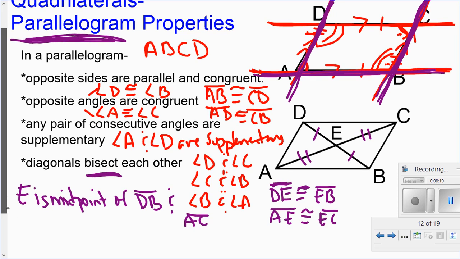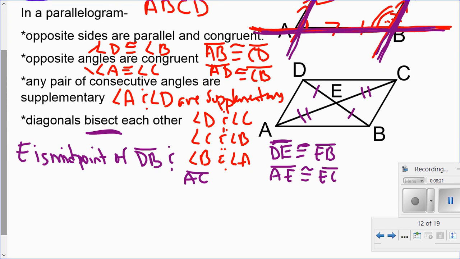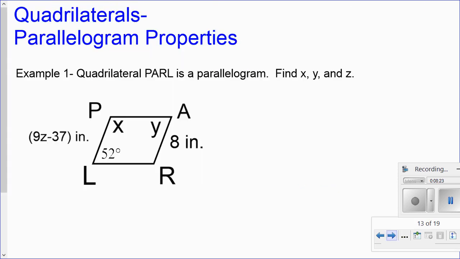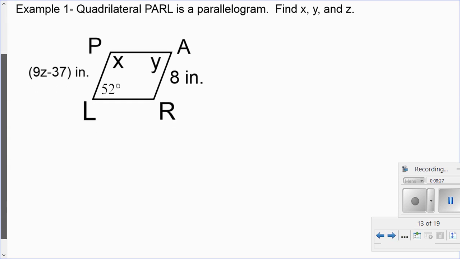So let's use this information to do a couple example problems. This first example is a parallelogram, we're told that. So all those things we just talked about are true here. We're supposed to find x, y, and z. The first thing I'm seeing is x, so I'm just going to go in order here.